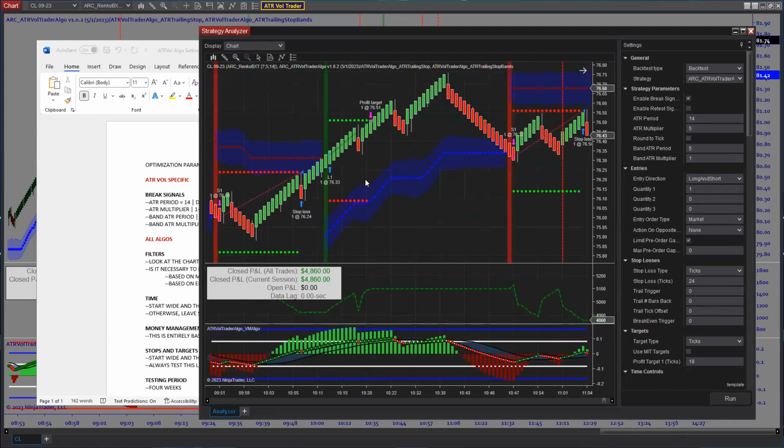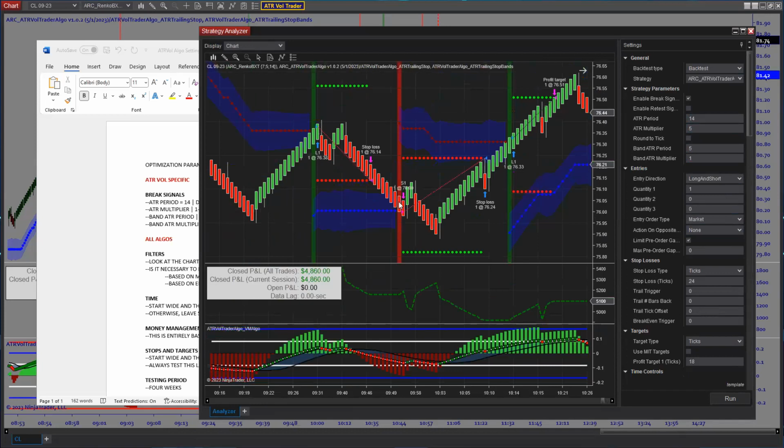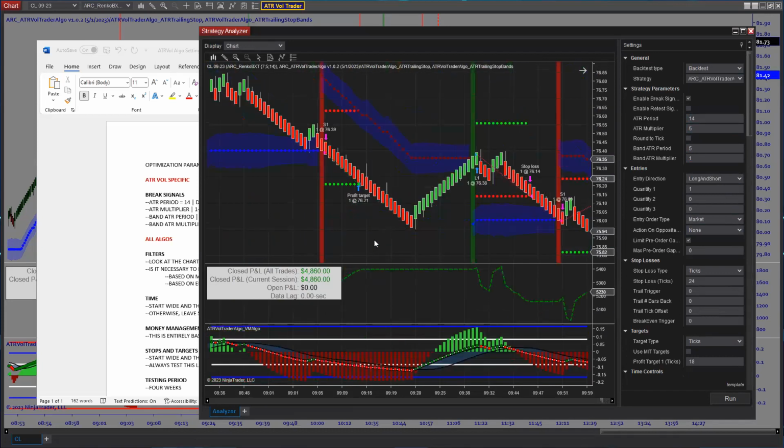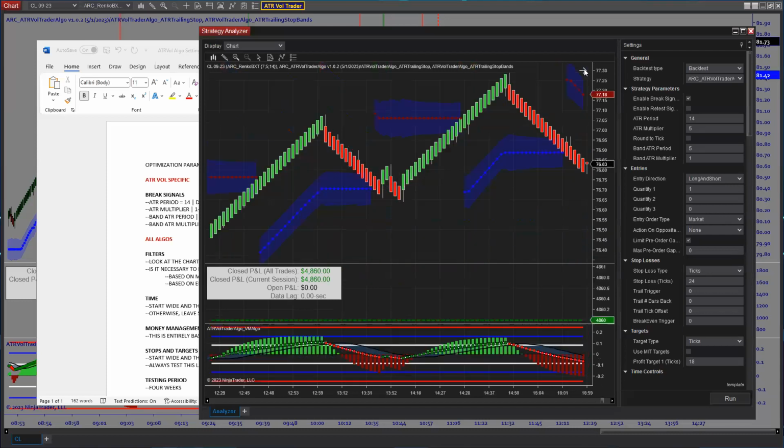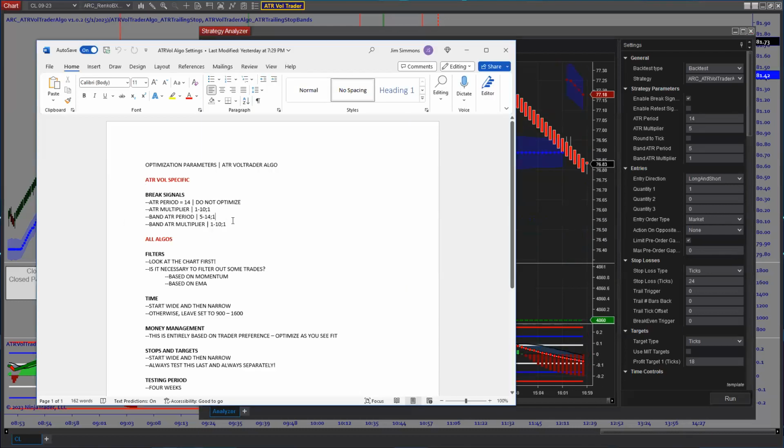Do you want a wider band? I don't know. Really, we're just trading the breaks. I don't know, but I optimized it anyway, just because, frankly, I wasn't vastly intimate with how the tool works. I just decided, let me just optimize them anyway. So here's what I did.